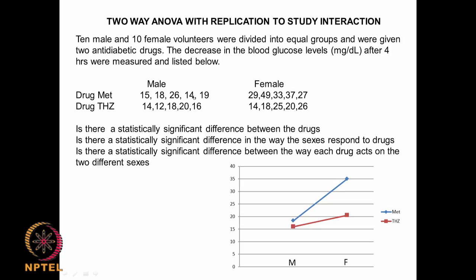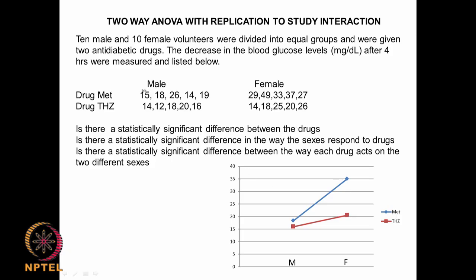For example, because I have replicated with 5 males, I take an average of all these. It may come up to around 16 point something for metformin male. If I take the average of these for male THZ, that may come around 19, that is here. Now, if I take the average of all the females on metformin, these numbers are very large, so you will get almost 35 here, and if you take the average of all the THZ females, you may get around 21, that is here.